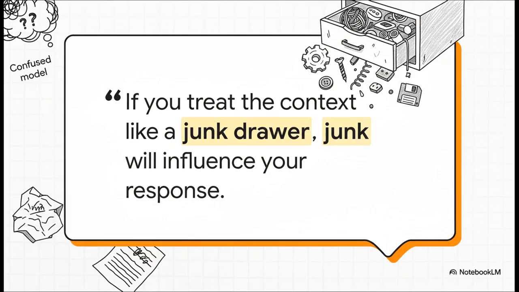This leads to something we call context poisoning. It's exactly what it sounds like. If your conversation history is filled with outdated code, old errors, or files that just aren't relevant anymore, the model is going to get confused. Its performance plummets, and it starts making dumb mistakes.